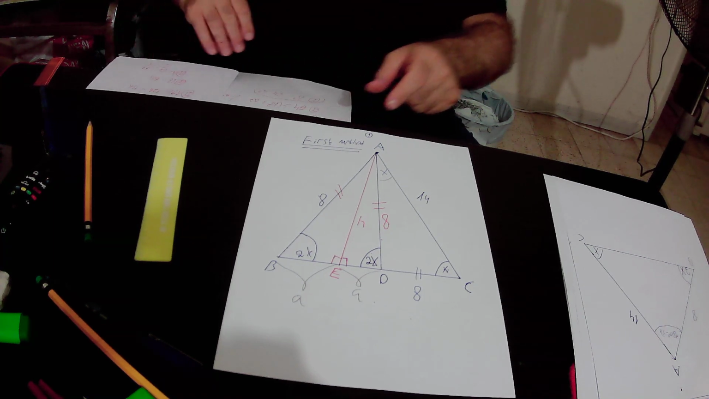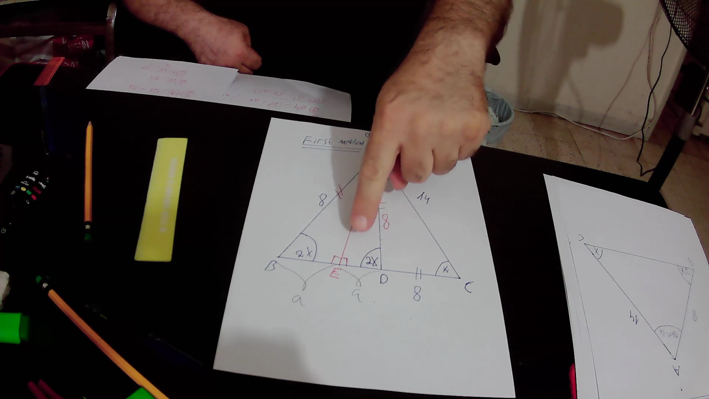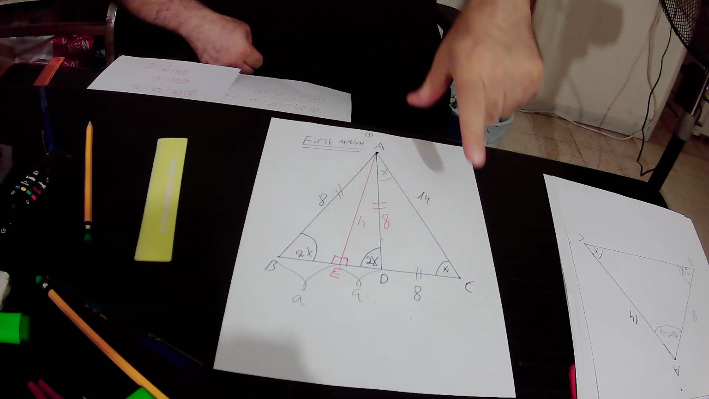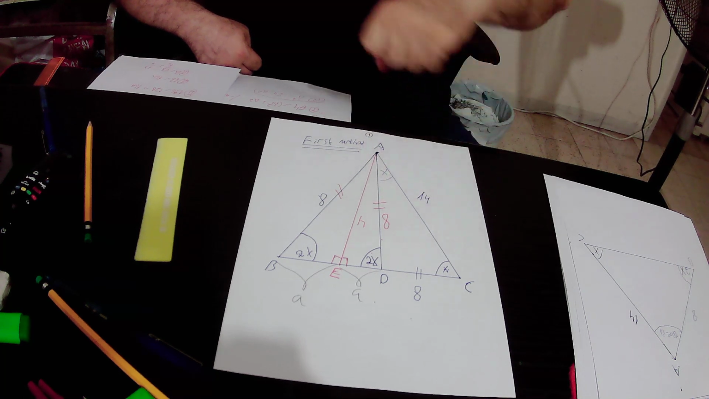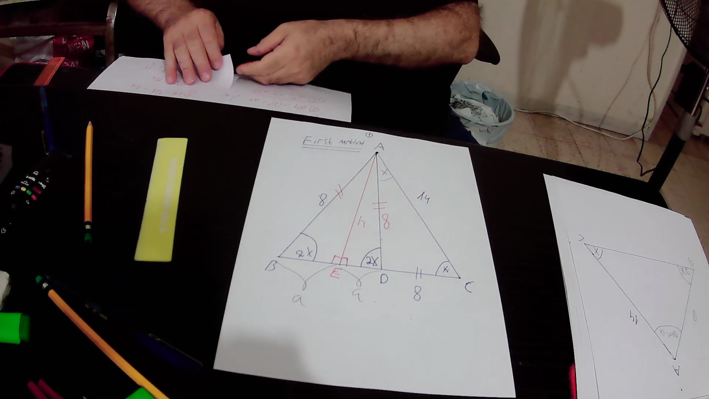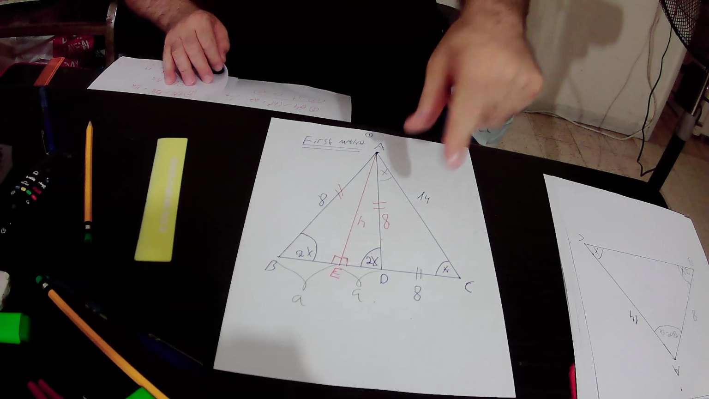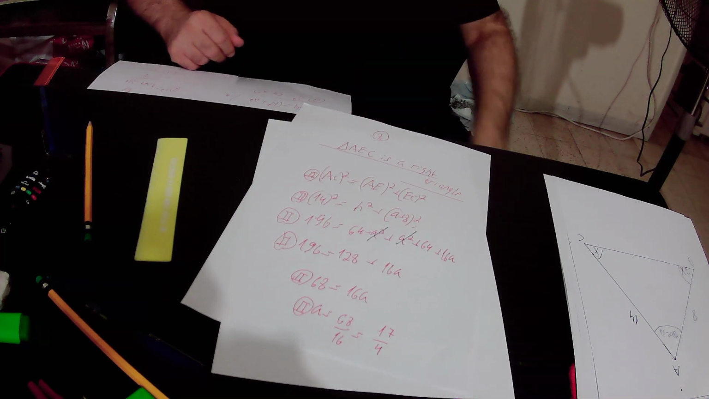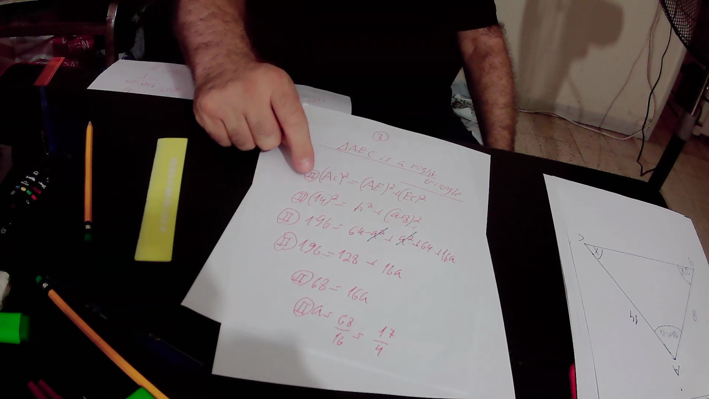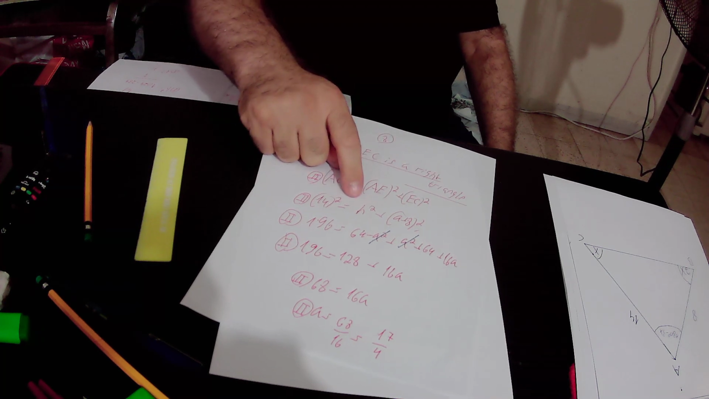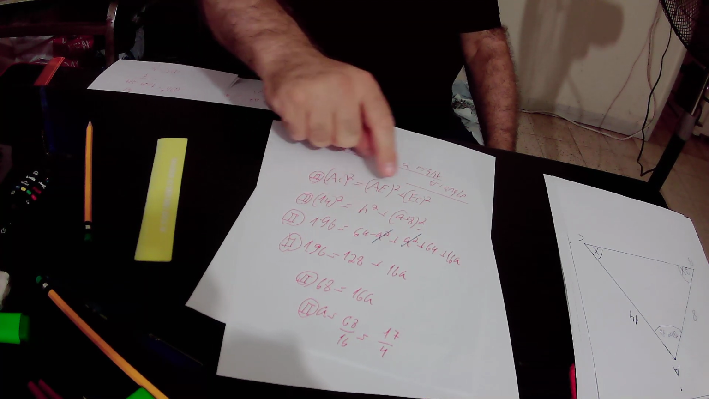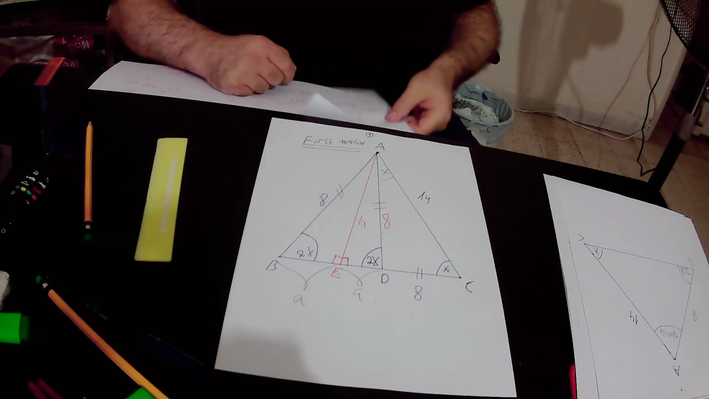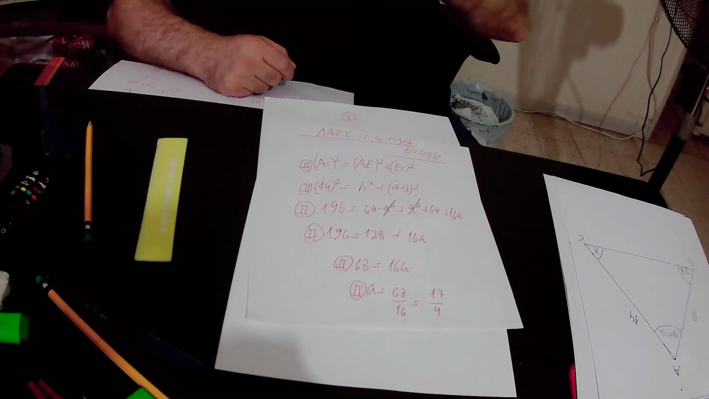Okay, but we also know that triangle AEC is a right triangle because this angle is a right angle. So in the right triangle AEC, AC square equals AE square plus EC square. We know that AC equals 14, so AC square is 14 square, AE equals h, so AE square equals h square, and EC equals a plus 8, so EC square is (a plus 8) square.